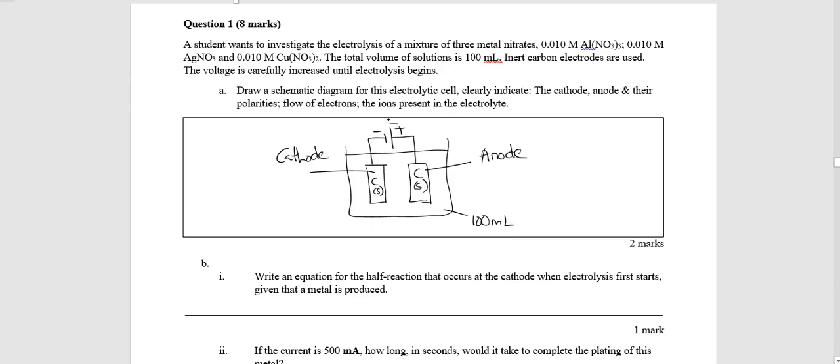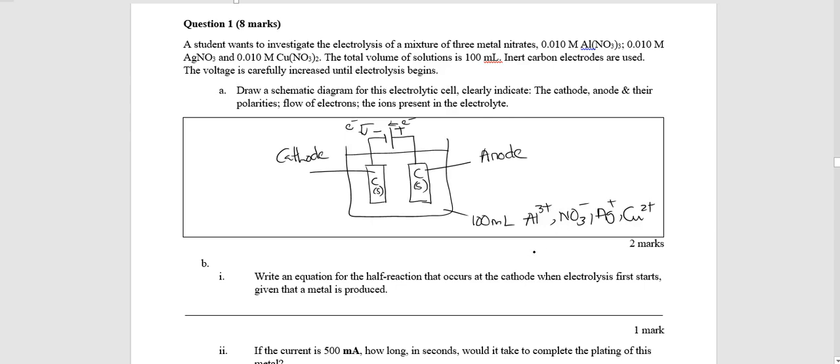Flow of electrons. Electrons flow out of the power supply into the cathode and away from the anode. And the ions present in the electrolyte, you will have aluminium 3 plus, NO3 minus, silver plus, and copper 2 plus. Now it doesn't ask for the concentration, so I'm not going to label it in the cell.